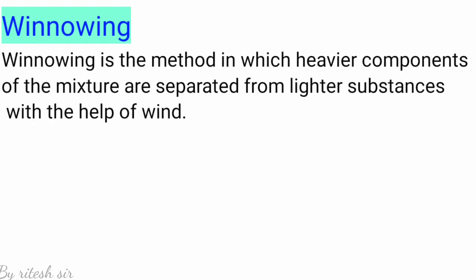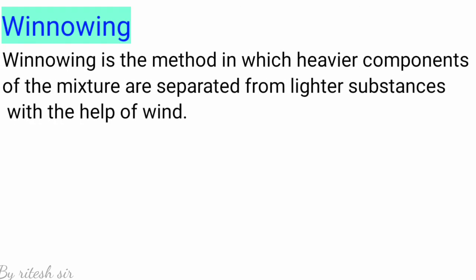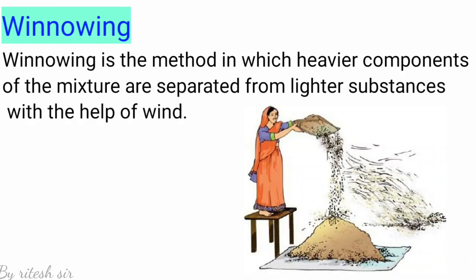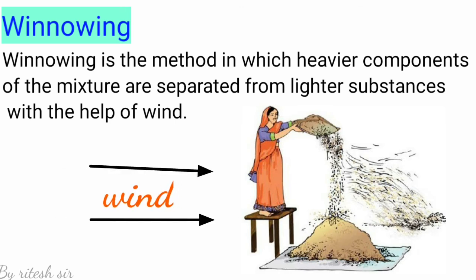Winnowing. Winnowing is the method in which heavier components of the mixture are separated from lighter substances with the help of wind. Let us take an example. In this diagram, this lady has a mixture of wheat and husk. Husk is the covering of wheat. Suppose wind is moving from left to right. As husk is lighter than wheat, it can travel to a certain distance and get separated from wheat.